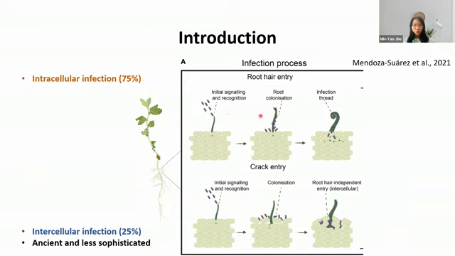Here the rhizobia will enter through the infection thread structure. But there is another category called intercellular infection. Some rhizobia are able to enter the plant tissue using crack entry. They enter where the lateral root and primary root emerge. Cracks are generated at the junction site, and they use those cracks to enter into the plant tissue. This is considered a more ancient and less sophisticated way, but it's also a good starting point from the engineering perspective.